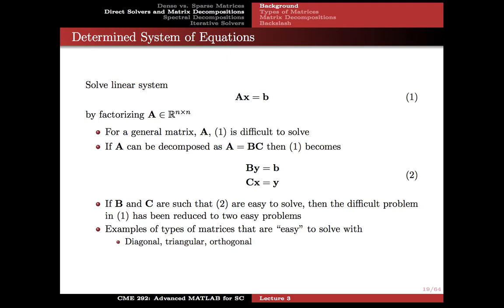What structure would we like B and C to have? We have already seen examples of matrices that are easy to solve with, such as diagonal, triangular, or orthogonal matrices. For this example, the LU factorization would work well because B and C are lower and upper triangular matrices. Another example would be setting A = QR, where Q is an orthogonal matrix and R is an upper triangular matrix.